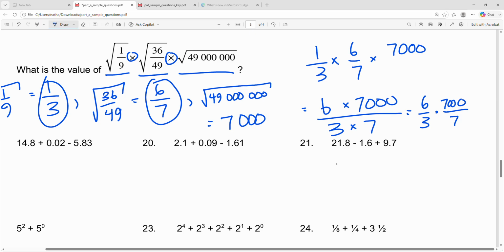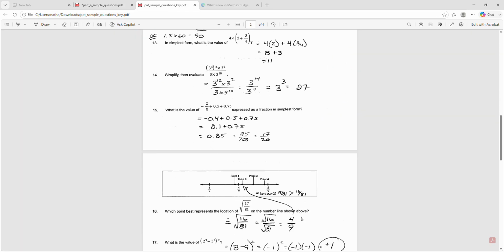I can divide top and bottom by 3, right? 6 divided by 3 is 2, 2/1. Do we really need to see the 1 on the bottom? Not really. 7,000 divided by 7 is 1,000. So 2 times 1,000, 2,000, okay? So there you go. Let's check the answer key on that one. I'm just curious how they went about doing it.